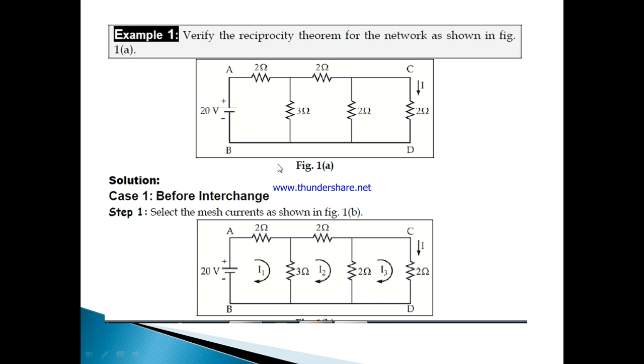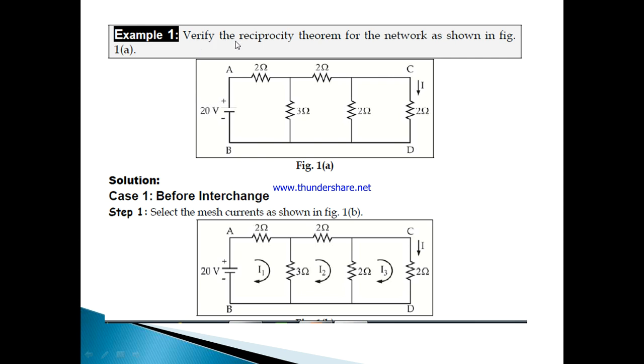Consider example 1. For easy understanding, initially I am considering a DC circuit. If you observe every video of mine, first I start with simple problems, then I increase the complexity of the problem. In the same fashion, for this theorem also, in the first example I am taking a simple problem built with DC circuits.